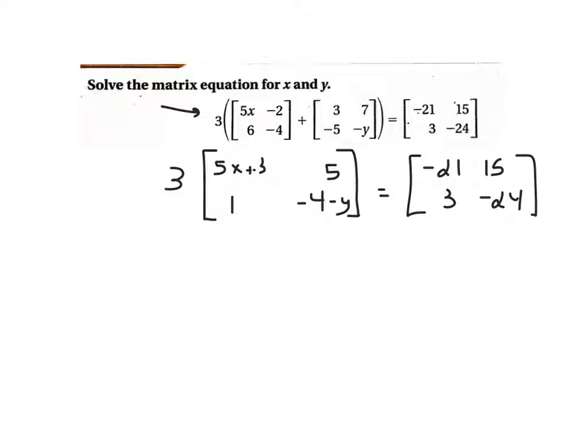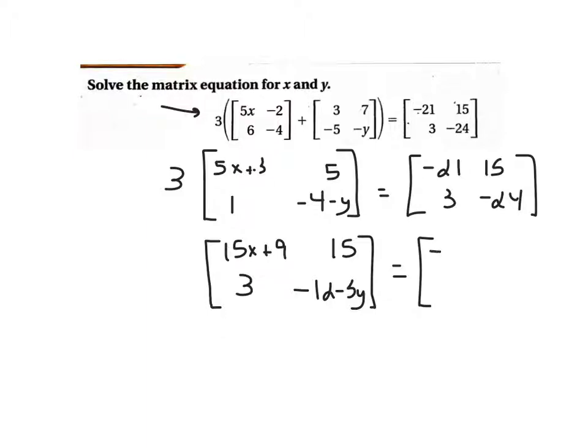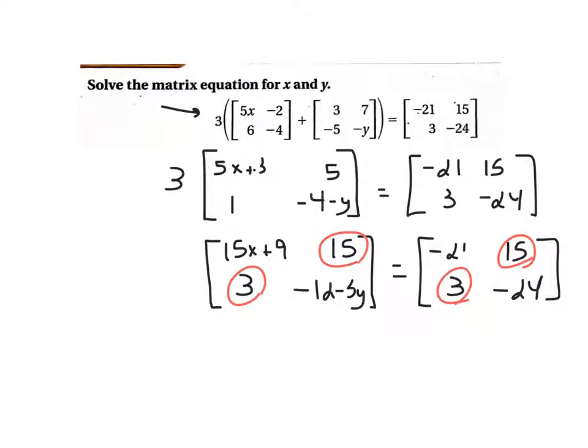So what I'm going to do now is distribute that 3, the scalar. That's going to give me 15x plus 9 when I do that first term right there. 3 times 5 is 15, which I really needed to get. 3 times 1 is 3. I needed that too. And then do 3 times the -4 and the y, and I get that. Now, the reason I said I needed the 15 and the 3 is because if you look over here on the right side of the equal sign, I got the 15 because that's 15. I got the 3 because that's 3. If two matrices are equal, every single element must be equal.